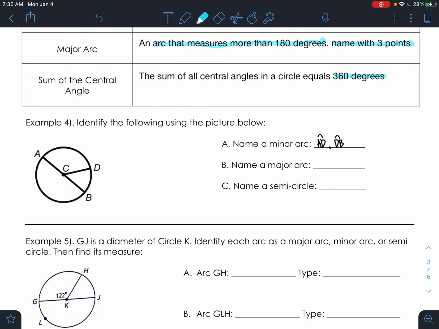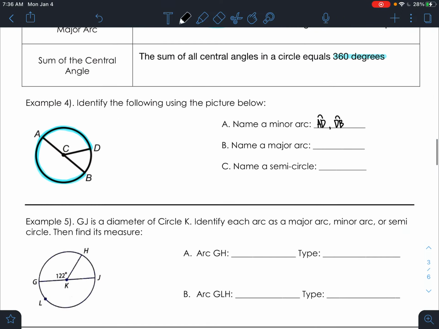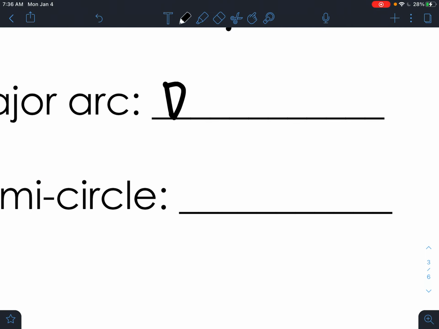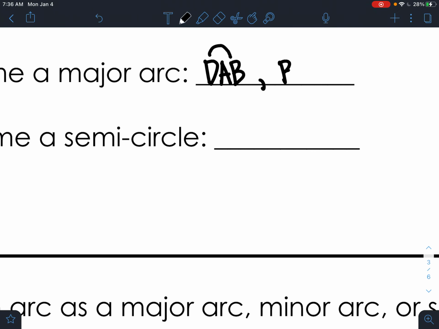So if you look at what I'm about to highlight, I'm going to start here with D, and I'm going to go all the way around to A, all right, and that's a minor arc. But if I keep going now and keep connecting it to B, that right there, this full thing right here is a major arc, okay? So I would name that by the 3 points, and it would be DAB with the arc on top of it. Or I can go in the other direction, and I could call it BAD.